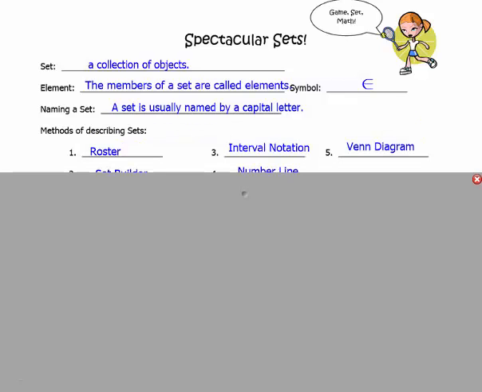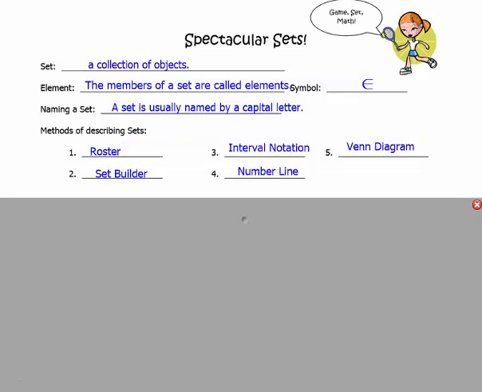Spectacular sets. We're going to have some vocabulary and a lot of notation. A set is a collection of objects. An element is a member of the set, and the symbol for element is the Greek letter epsilon. A set is usually named by a capital letter. We have different methods of describing our sets, and this is where the notation will come in. We have roster notation, set builder notation, interval notation, number lines, and Venn diagrams. Of these, you will probably like interval notation. You will dislike set builder notation. So let's see what these look like.